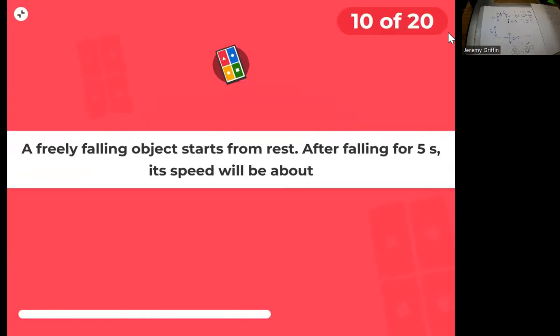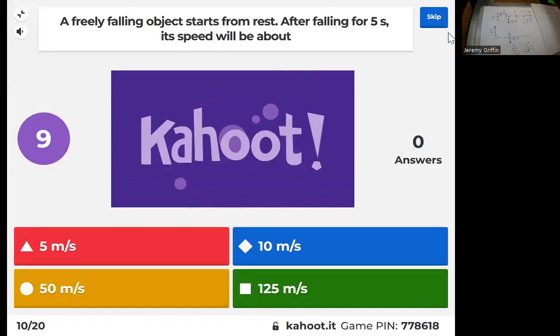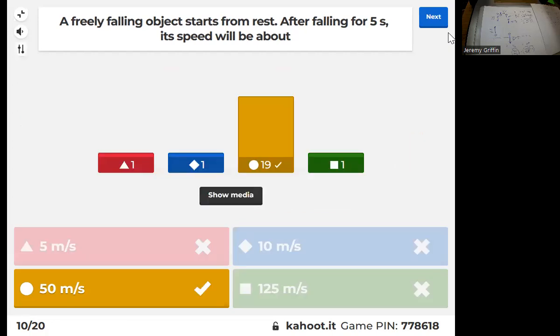A freely falling object starts from rest. After falling for 5 seconds, its speed will be about 50 meters per second. This was drop a ball at the edge of the cliff. This is in your notes, but you guys got that. Or you can use that second equation again: 10 meters per second squared times 5 seconds brings you up to 50 meters per second. Remember, every second it picks up another 10 meters per second. 10, 20, 30, 40, 50.